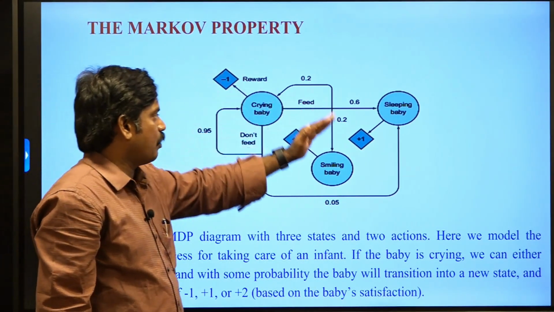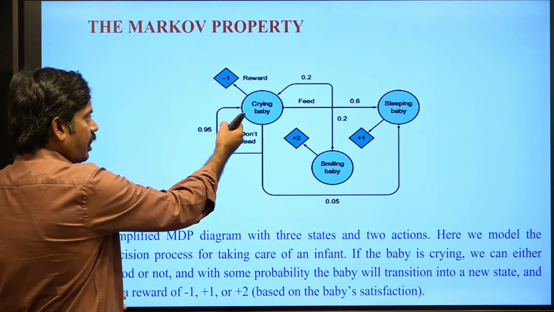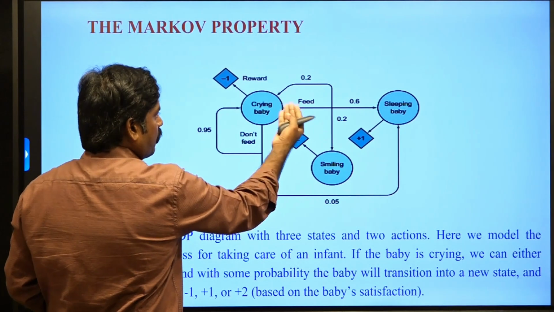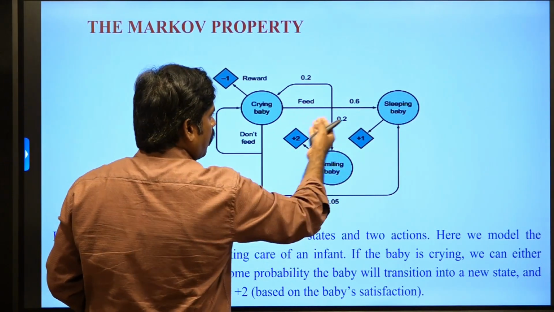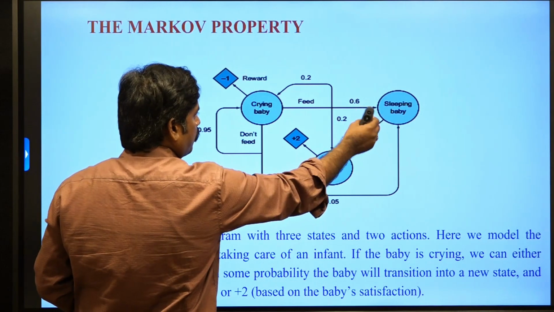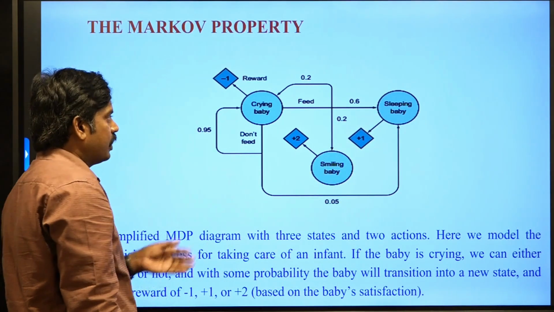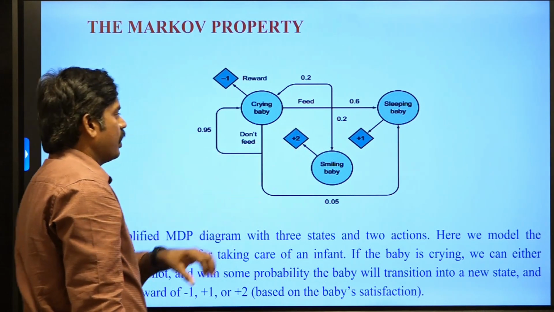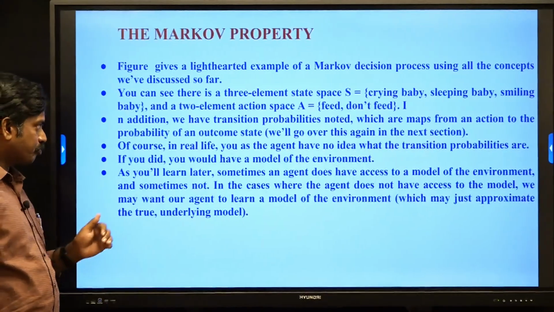This is a simple example of the Markov property. In the crying baby situation, we apply feed, and we get either a smiling baby or a sleeping baby. The most probable outcome is the sleeping baby, so we get the +1 reward. If it goes to the smiling baby, we get the +2 reward. This is the Markov property.